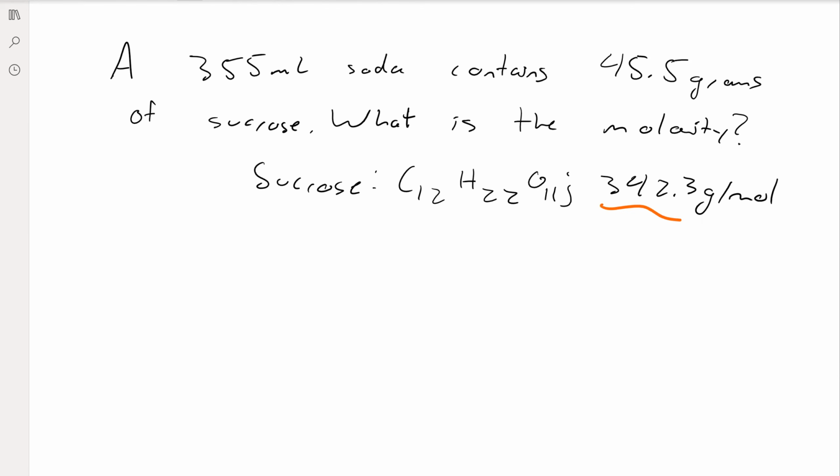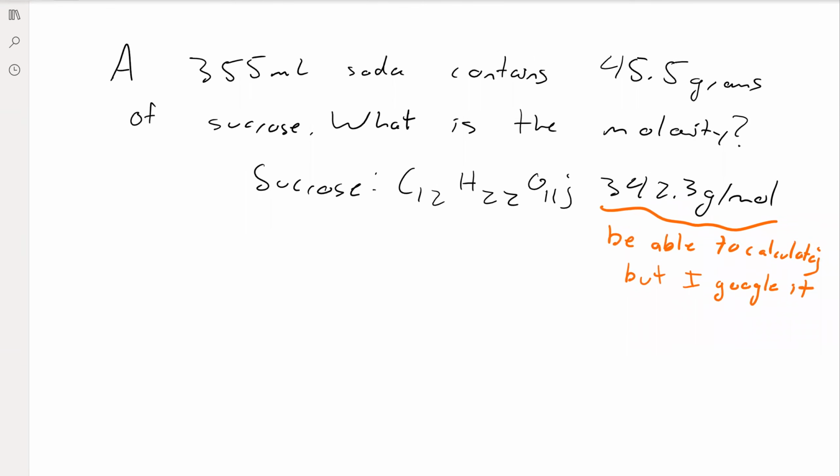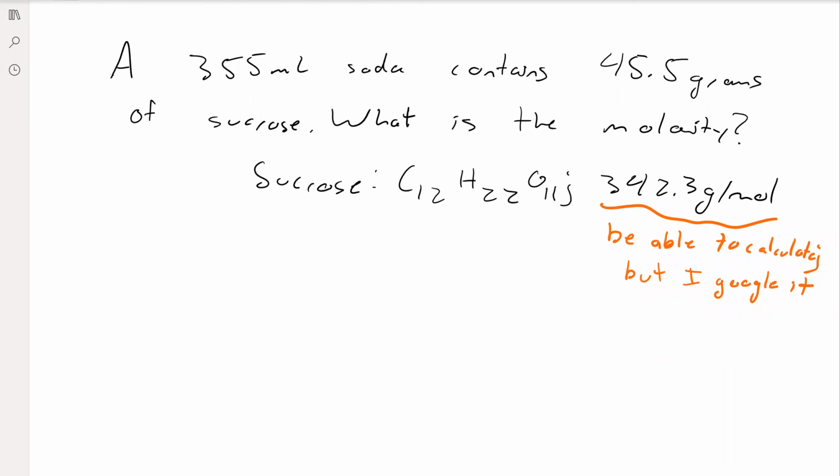In terms of molar mass, for practice problems and stuff like that, you want to be able to calculate it. But I oftentimes Google it. Once you know how to calculate the molar mass of something, you know how to calculate any molar mass. And after that point, it kind of gets annoying to have to calculate it all the time. If you just type in the compound and type in molar mass into Google, most oftentimes you'll get the right answer. So anyways, we're taking a look at this question.